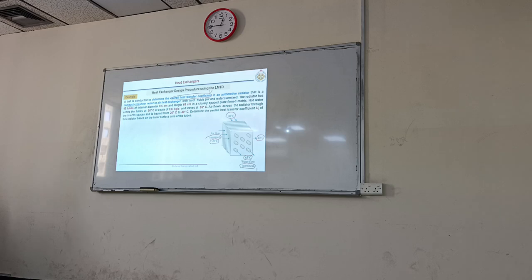That is a compact cross-flow water to air heat exchanger with both fluids unmixed. The radiator has 40 tubes. Here few are shown, actually there are 40 tubes. Each has internal diameter, di, given, and the length of each one is 65 centimeters. So the cross-sectional area is given. Surface area is pi di L times the total number of tubes, which is 40.